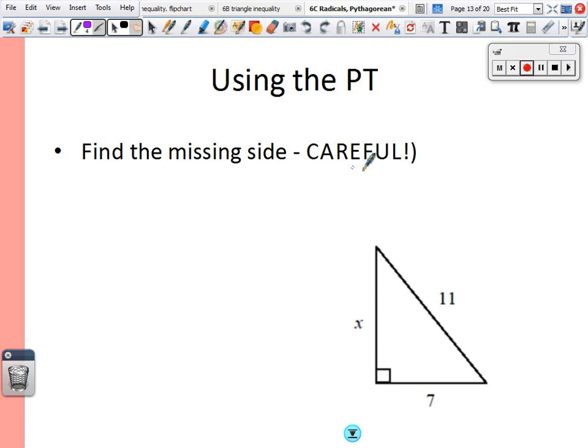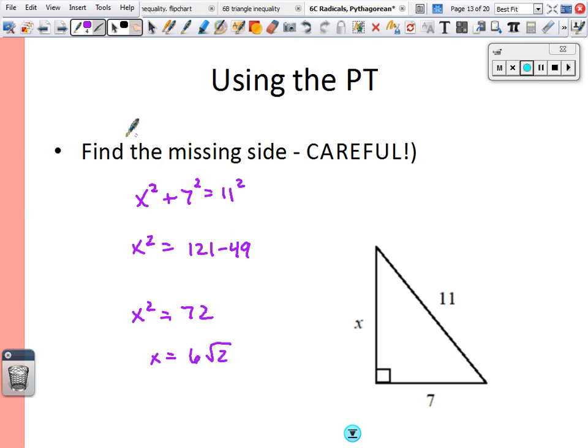The reason this says careful here is because the most common mistake students do is they put the variable that we're looking for by itself, but you got to remember that it's leg plus leg equals hypotenuse. So this is x squared plus 7 squared equals 11 squared. So we have x squared equals 121 minus 49. X squared equals 72. And then it's the square root of 72, which that's one that we've already done today. That's 6 times the square root of 2. And again, you can check that if you need to.